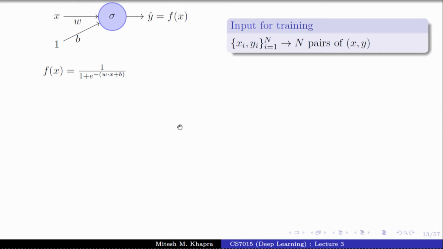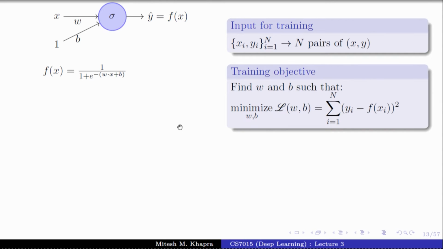So this is the input that I've given you: some capital N training examples. And the training objective is also fine. yi is the true output, and f of xi is the predicted output. And what do I want? I want to minimize the difference between them for all the N training examples I have given. So this is an optimization problem, and I'm trying to minimize this with respect to what? Weight and bias, right? So always remember that.